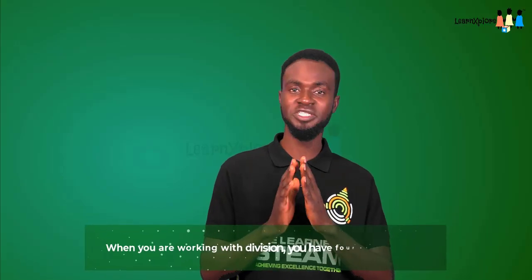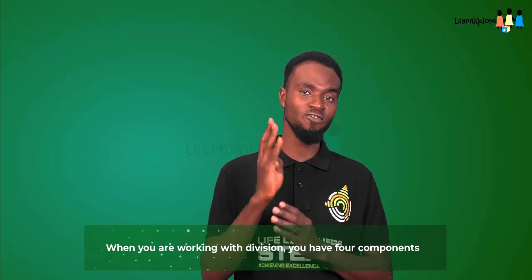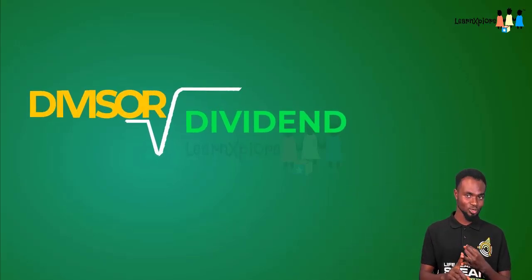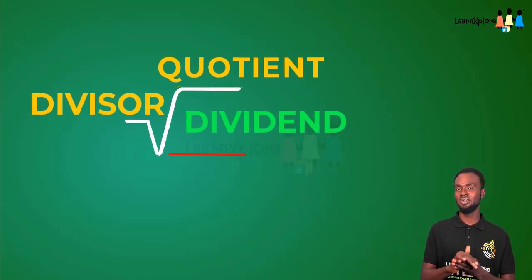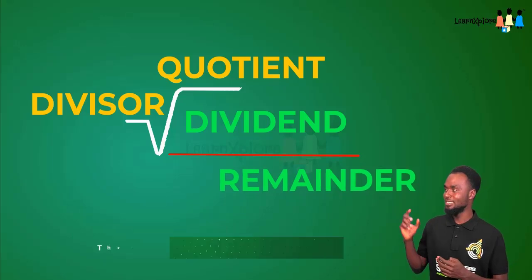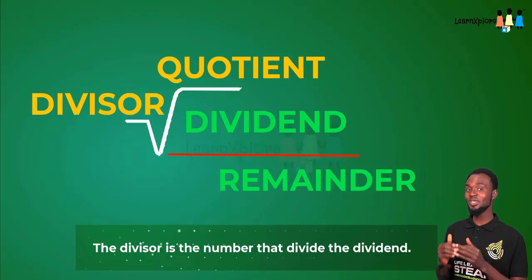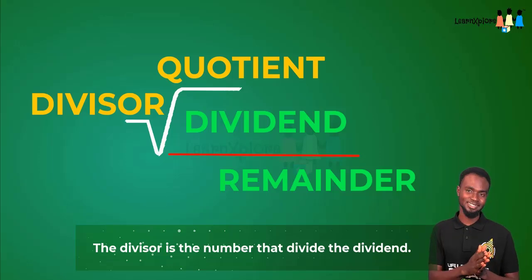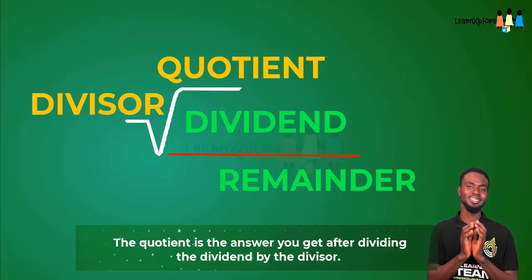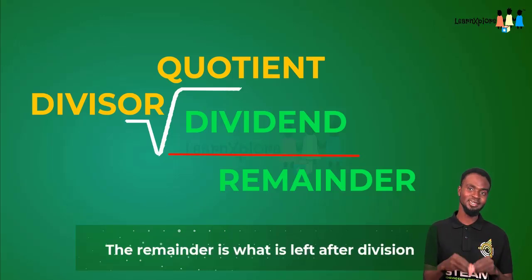When you are working with division, you have four components. You have the dividend, the divisor, the quotient, and the remainder. The dividend is the number to be divided. The divisor is the number that divides the dividend. The quotient is the answer you get after dividing the dividend by the divisor, and the remainder is what is left.